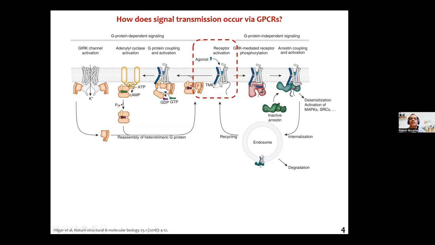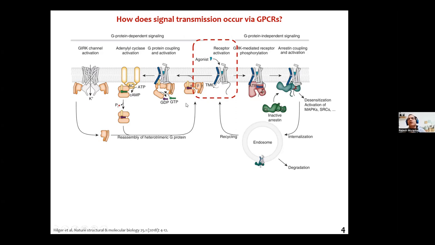One of the hallmarks of this conformational rearrangement in the intracellular part is the outward movement of transmembrane helix 6, which is required for binding of the downstream transducers. One of the major transducers that binds after activation is the heterotrimeric G protein. After the receptor is activated, the heterotrimeric G protein interacts with the receptor, and an exchange of GDP with GTP happens. Then the G protein dissociates into the alpha and beta gamma subunits, and they start their own downstream signaling cascades, such as the generation of second messengers like calcium ions and cyclic AMP.